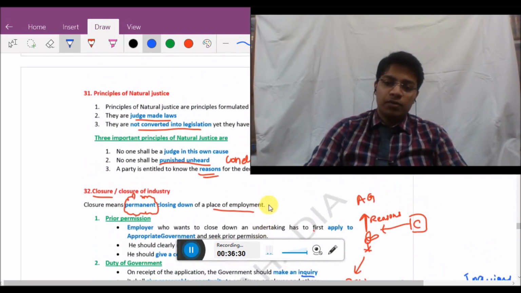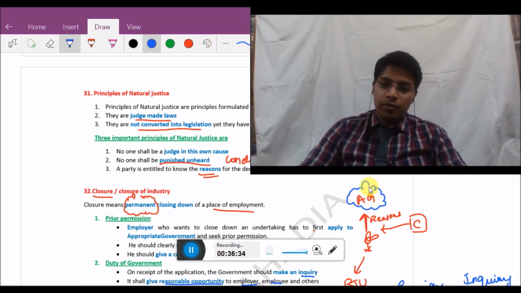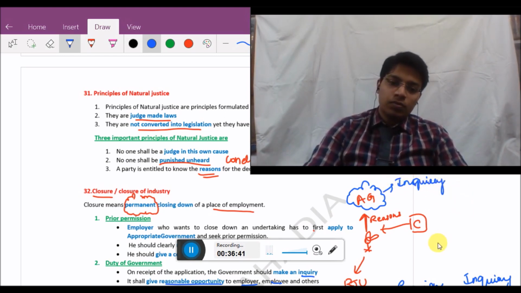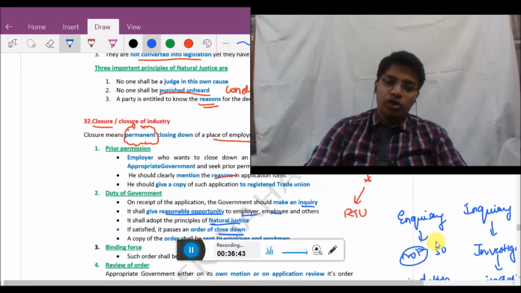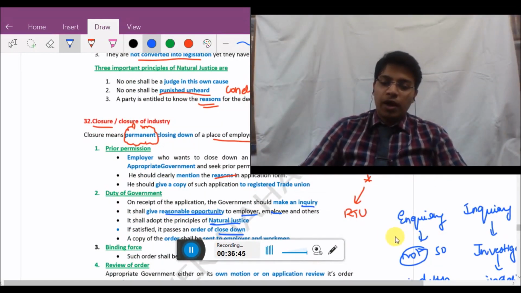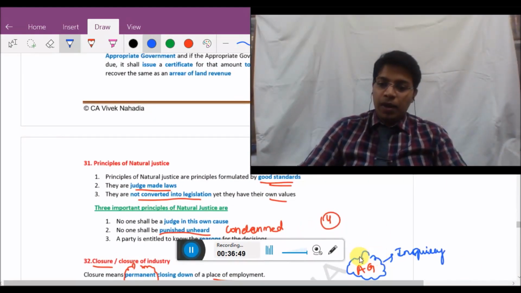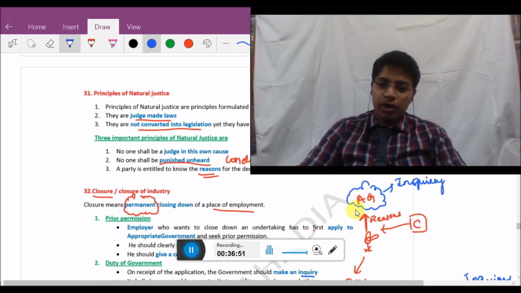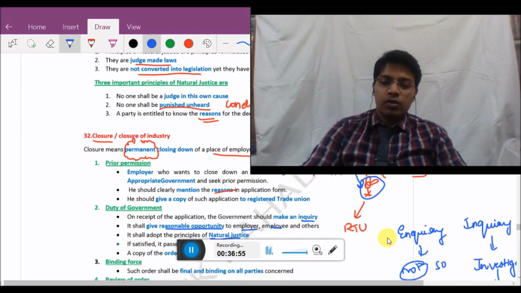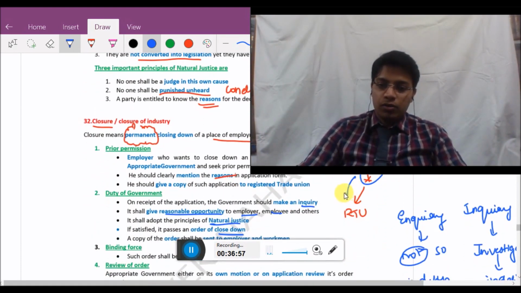What have we read here? After the receipt of the application form by the appropriate government, it makes an inquiry. Then it gives opportunity to both the parties. Then after that, if it is satisfied, it passes an order and gives it to both parties. The order is given to the employer and also to the trade union.